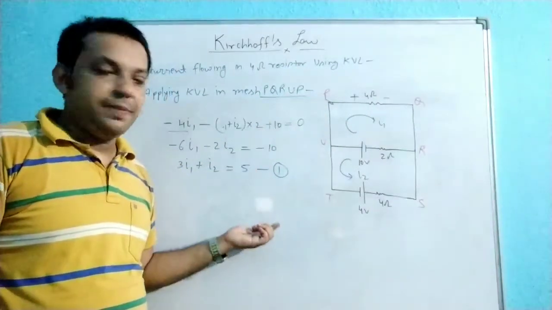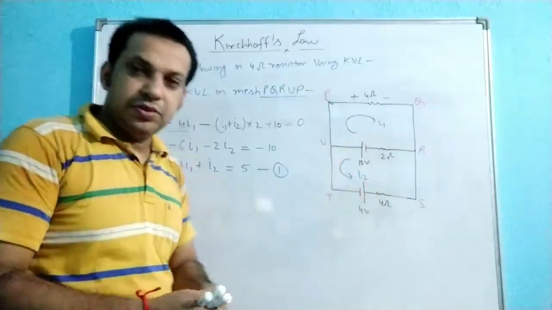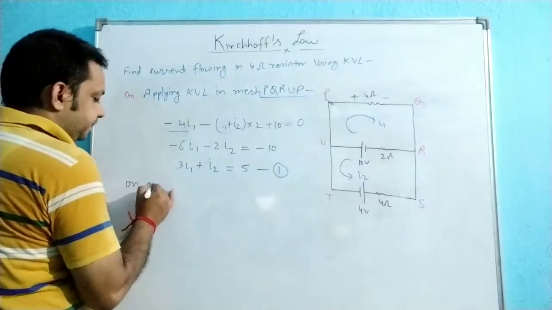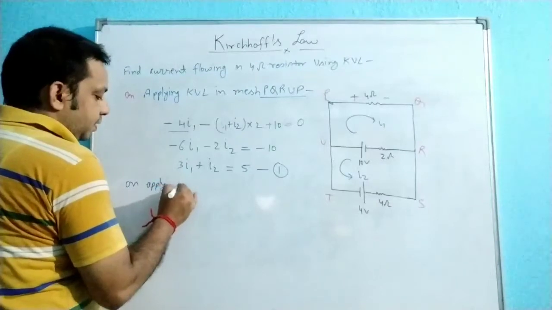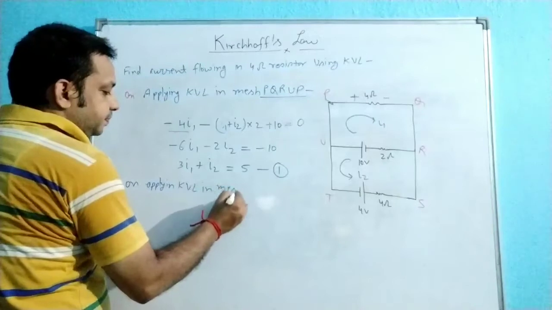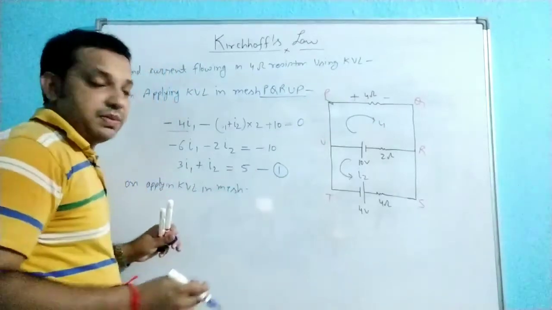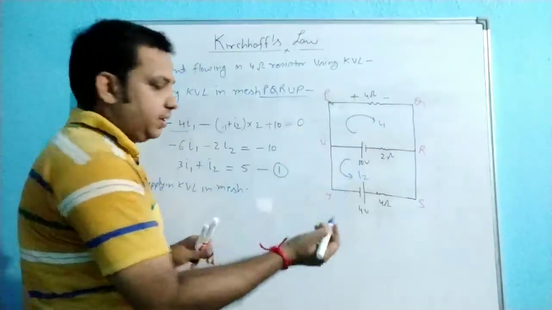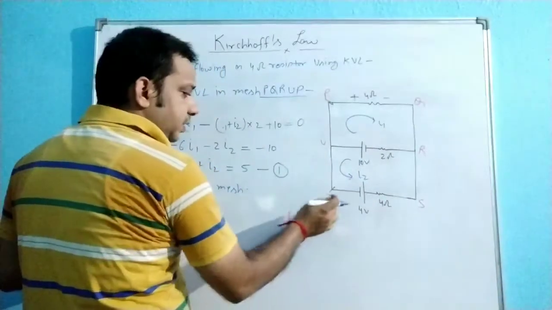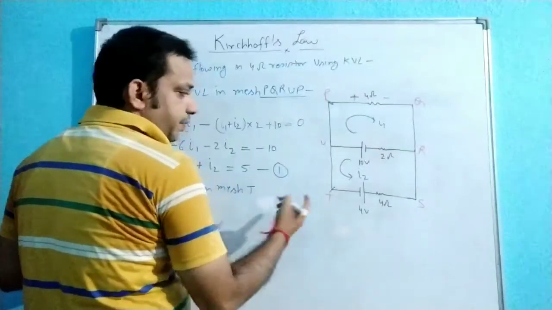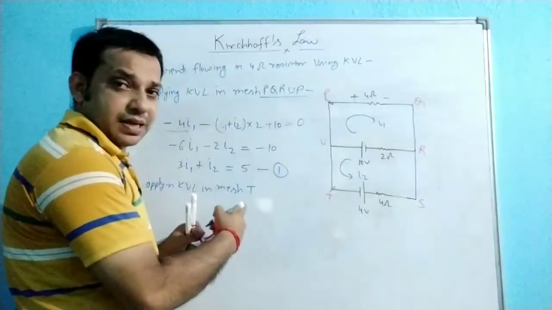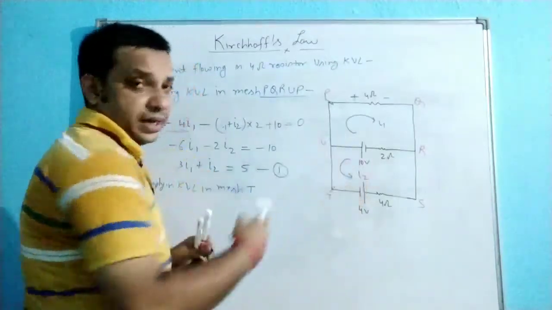Similarly, just apply the KVL on mesh 2. So just note down. On applying KVL in the mesh, this time what is the name of the mesh? You can start from any point. I am taking this time T. From the T point I am taking. And it is better to take the mesh direction in the direction of the assumed current.